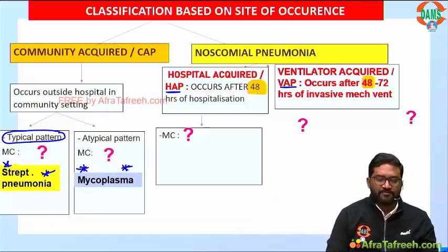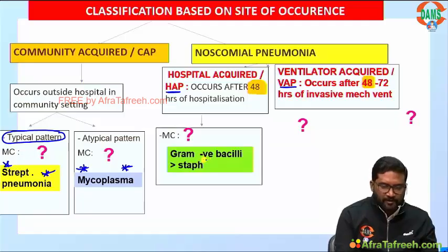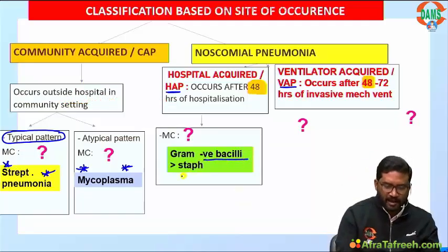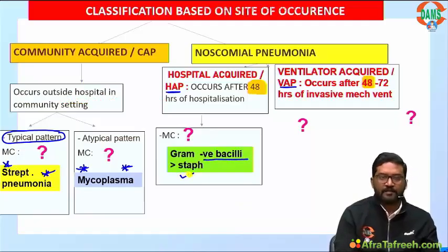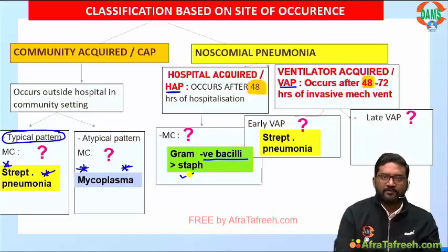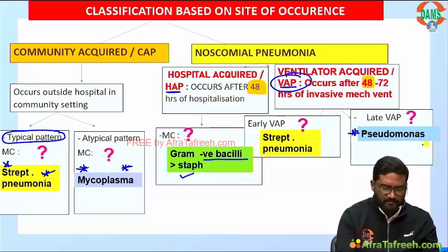Then what is the most common cause of hospital acquired pneumonia? If they ask you a group of organisms, it is gram negative. If they ask you a single organism, your answer should be staph. Then ventilator associated. Early VAP, it is a simple organism called Streptococcus. Late VAP, it is a complex organism called Pseudomonas. For VAP overall also it is Pseudomonas.